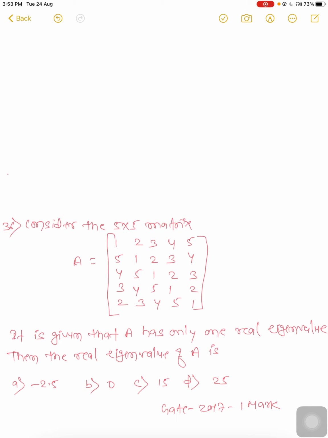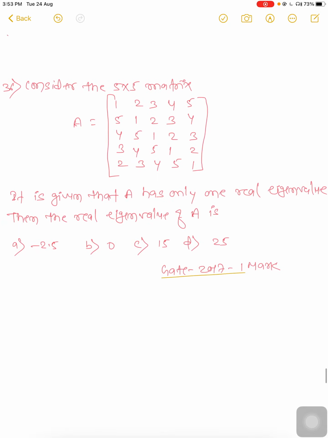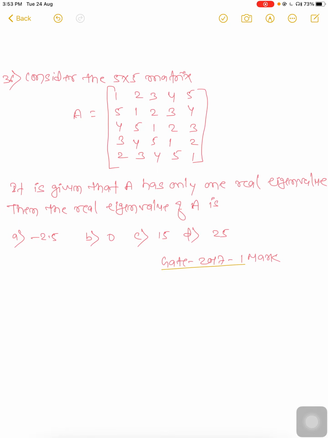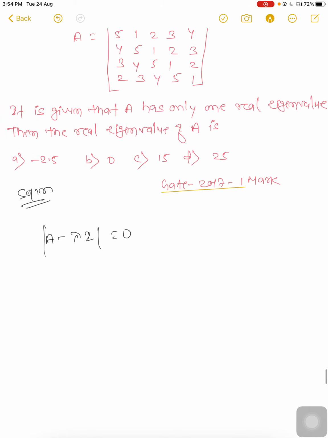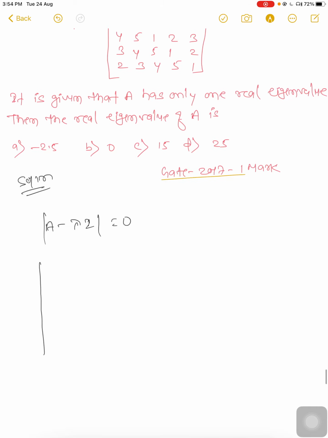Now comes to the next question. Consider the 5 by 5 matrix that is given. If it is given that A has only one real eigenvalue, then the real eigenvalue of A is, okay. So first take the characteristic equation. Then what will happen? A minus lambda I, determinant equal to 0. Then take the characteristic equation.